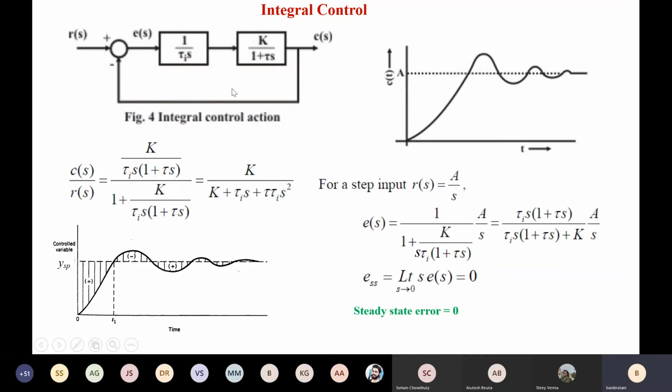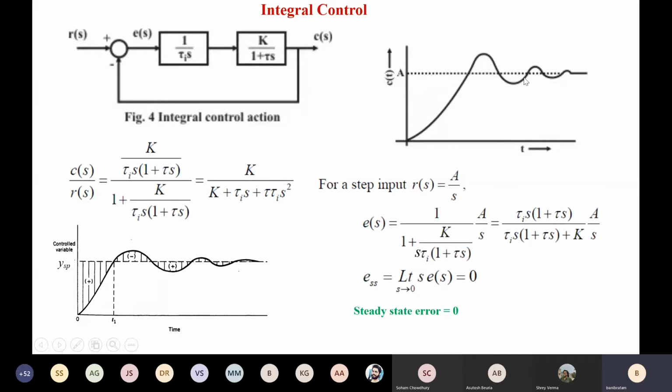Okay. So that's why with the help of this integral control, we could eliminate the error completely. So it will give you a completely error-free output. That means, how does the output look? In the proportional controller, our response is something like this. Some finite error was always there. But in case of integral action, what will happen?